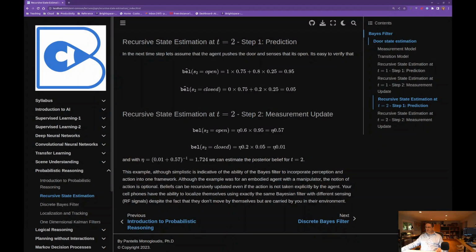The agent is going to push the door. That's the action it will take at time t = 2, and it will also sense that the door is open. So for this action and measurement, go ahead and calculate the posterior probability for the door state. You need to come up with a belief of S2, and you obviously need two values because S2 is binary. So you have to come up with that, and then come back here and check that your calculations are correct.